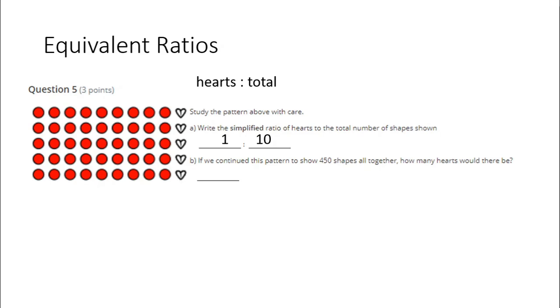Now you could have said it was 5 to 50 because there are 5 hearts and there are 50 shapes in total, but the simplified ratio is 1 to 10. Both 5 and 50 divide by 5. Now if we continued this pattern to show 450 shapes all together, how many hearts would there be? So we're continuing this pattern until the total is 450. What do I have to multiply 10 by to get 450? Because I'll do the same thing to the 1. 10 times 45 gives us the 450. So we do 1 times 45, and that's how many hearts we'll have.